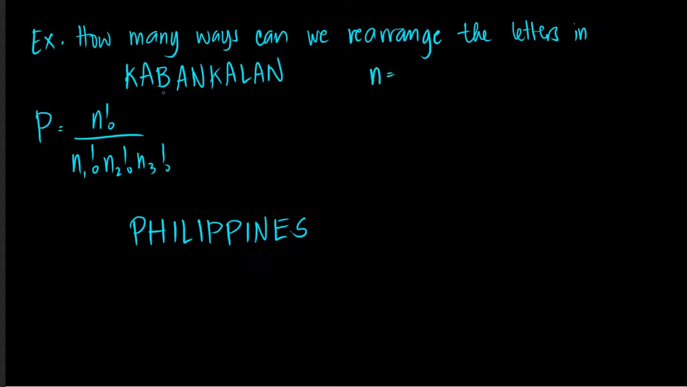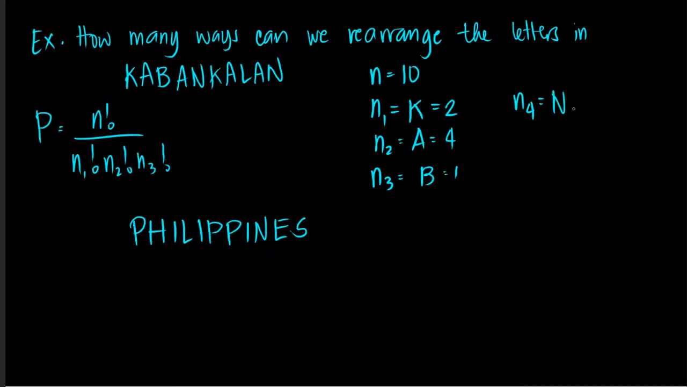So, ang ato na n is 1, 2, 3, 4, 5, 6, 7, 8, 9, 10. May 10 kita ka elements. But there are similarities. So, for n1, we will consider K. Ang K naton is 1, 2, 2. For n2, we have A, 1, 2, 3, 4. N3, B, isa lang. N4, may K na kita, we have A, and we have L. So, ang L natin, isa.